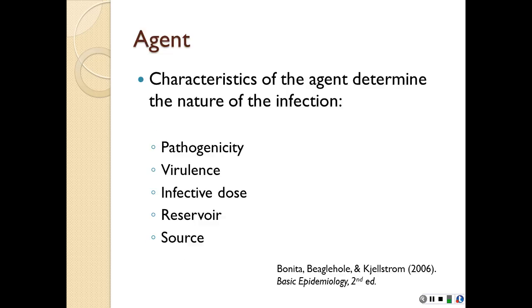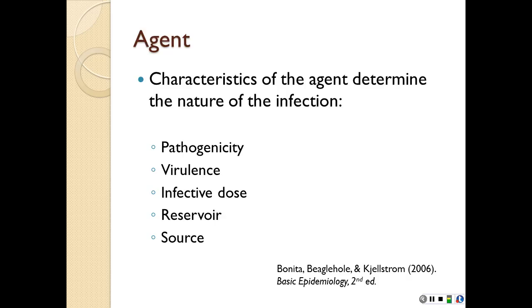Now, the characteristic of the agent determines the nature of the infection. So, like I said before, infection is not equivalent to disease. And the characteristics of the agent are important in determining how sick you're going to get. So let's walk through these. Pathogenicity refers to the agent's ability to produce disease.